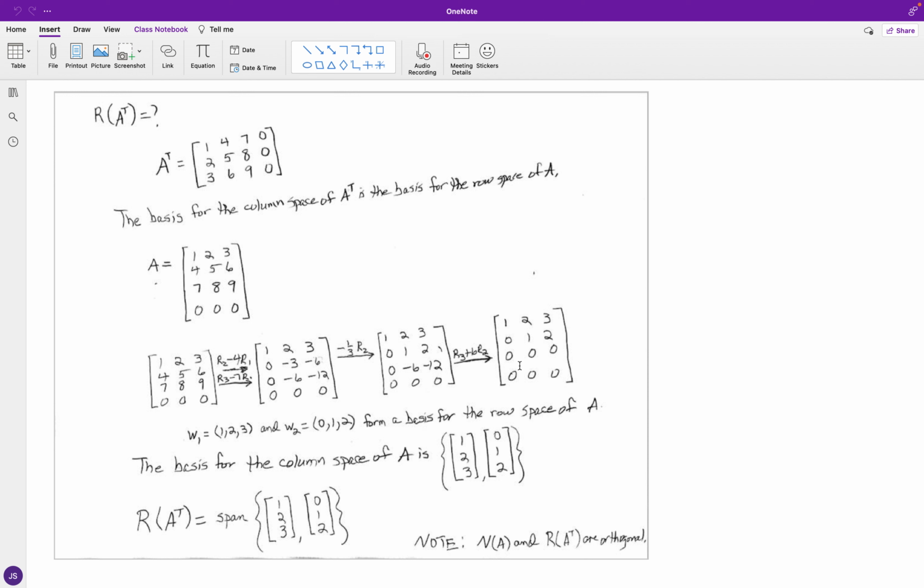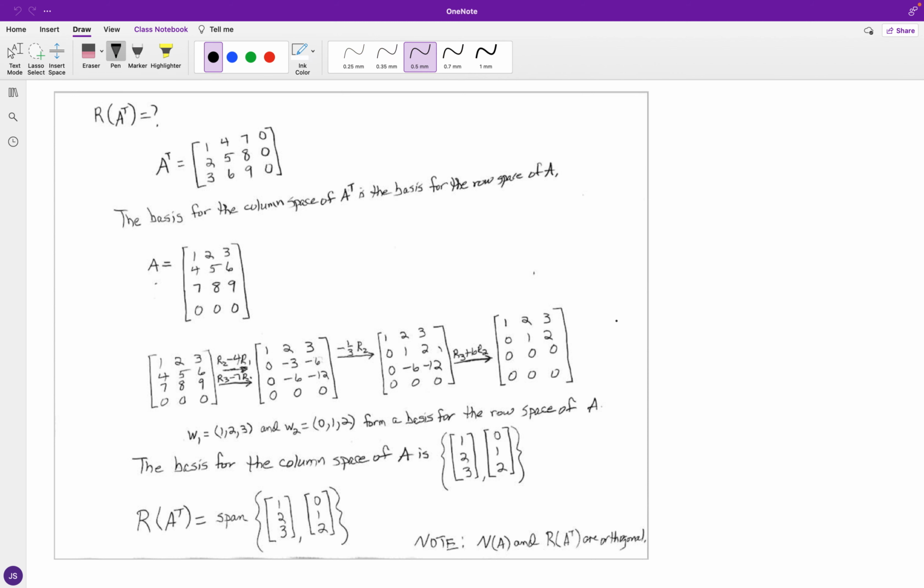And so the non-negligible portions are the top row, W sub 1, consisting of 1, 2, 3, and the second row, W sub 2, with 0, 1, and 2. Those will form a basis for the row space of A. And for the basis for the column space of the transpose of A, arranging what we have vertically, we have the vector with 1, 2, 3, and also the vector with 0, 1, and 2.